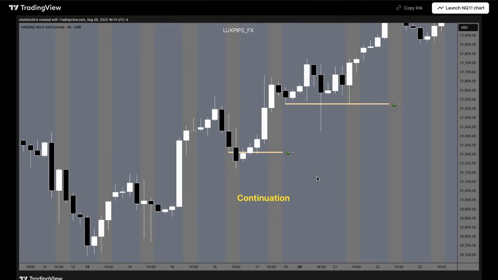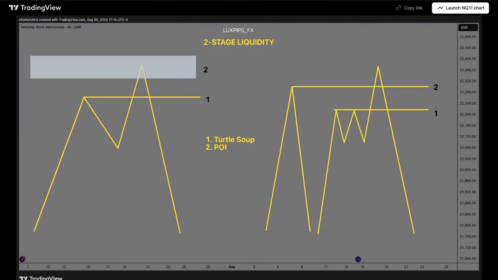Here are continuation examples. Price already reversed, but now in a continuation, market is still doing turtle soups to expand price. It's a turtle soup, and then price expands. So to understand turtle soups, you must get down two-stage liquidity.